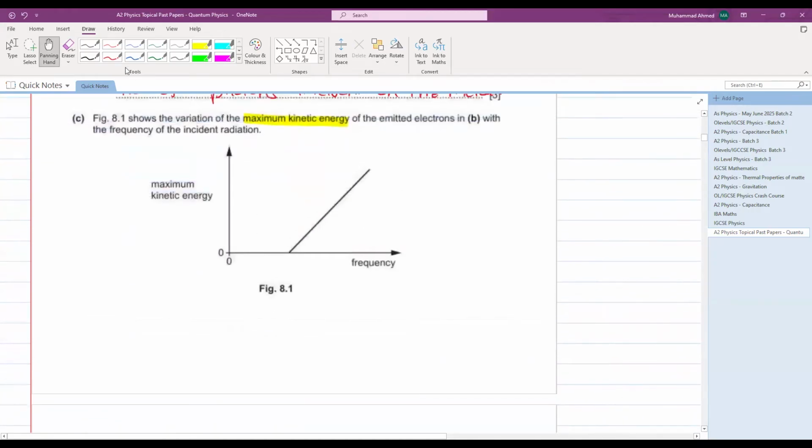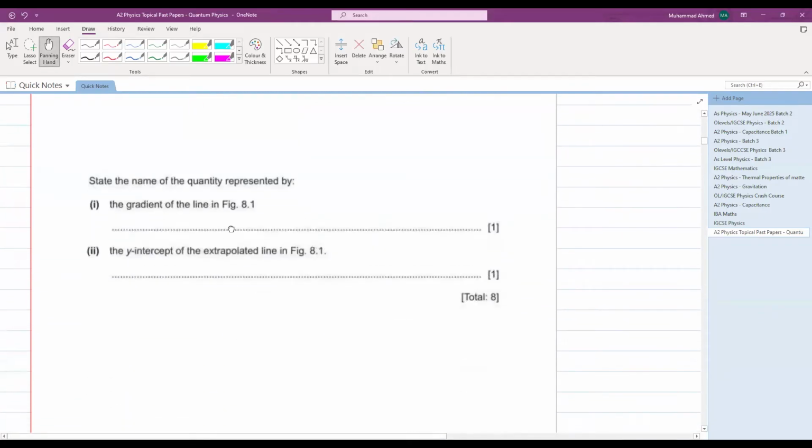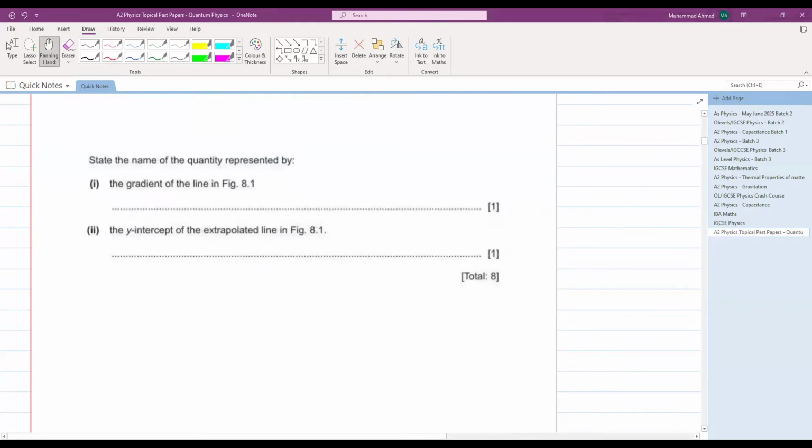Okay, what have we studied? If we plot maximum kinetic energy on the y-axis and frequency on the x-axis, the gradient of this line will be equal to what? Planck's constant. So let's write it here: Planck's constant. Simple as that.